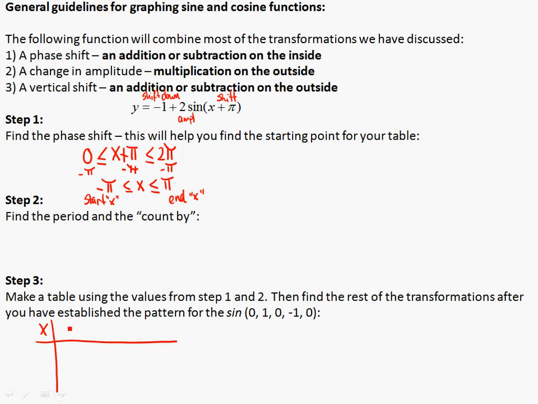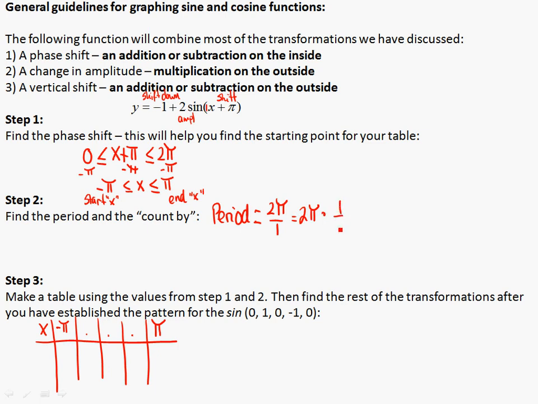So we're going to start this thing at a negative pi, and then in 1, 2, 3, in 4 steps, I need to end up at pi. And you find that by finding the period and your count bys, right? So the normal period is 2 pi. The number in front of this x is still 1, isn't it? So this period still is 2 pi.